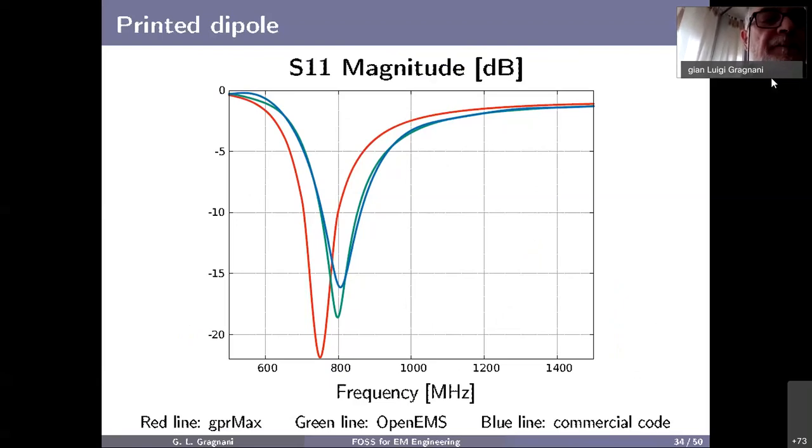And here you have the GPR marks, the OpenEMS and a commercial code simulation. You can see that with GPR marks, because you have to deal with a fixed dimension mesh, maybe the simulation was not so accurate, but anyway, the differences are minimal. While you have almost a perfect match, let's say, with OpenEMS and the commercial code.